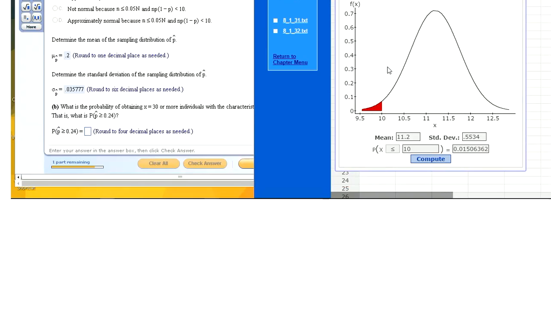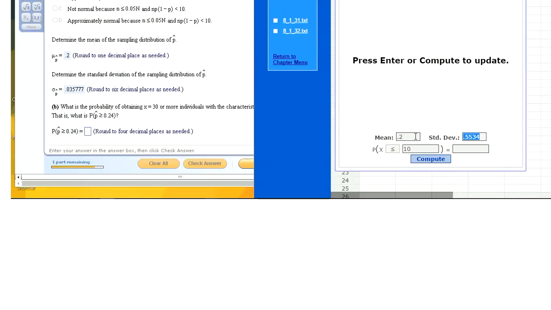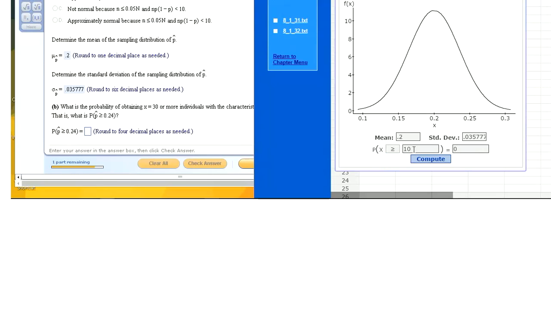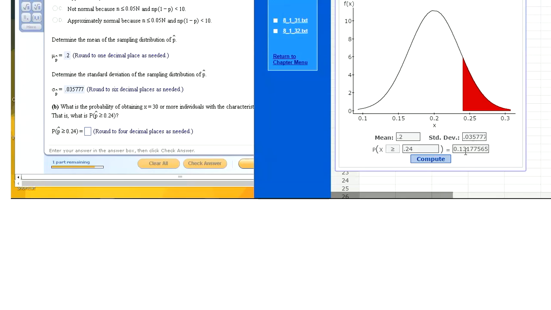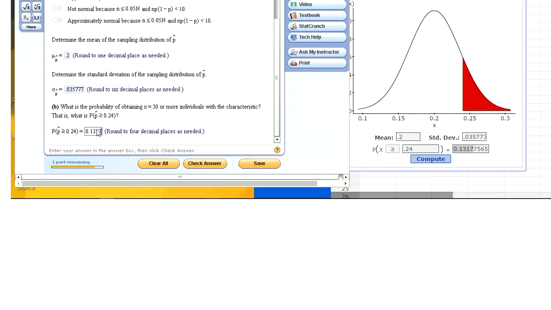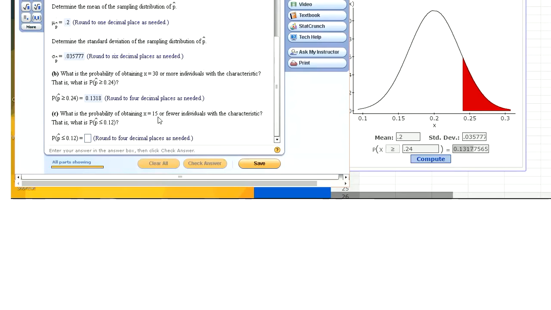Now we have a probability question. So we're going to go back to our normal distribution, and we're going to put the mean in at 0.2, the standard deviation in at 0.035777. Since I have all the decimal places, I might as well use them. Now we're looking for the probability that p hat is greater than or equal to 0.24. Compute, and we got it right there. This is our probability. Take 4 decimal places. I'll have to round that up. Change that to an 8, and we got it.